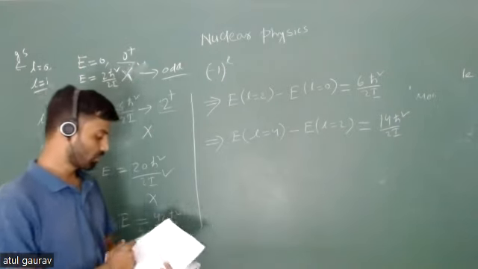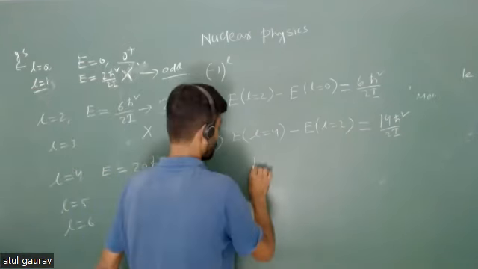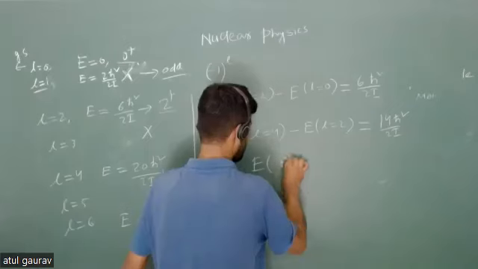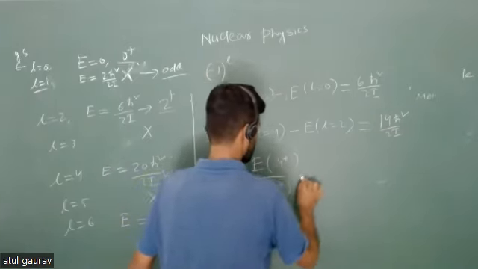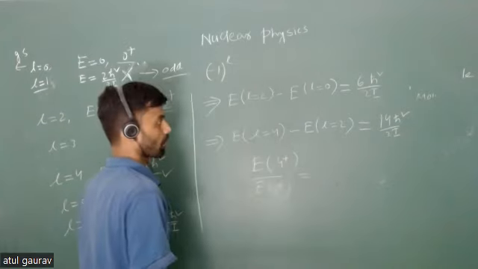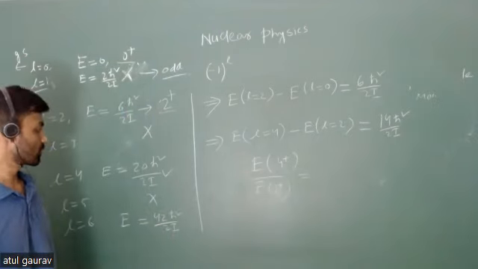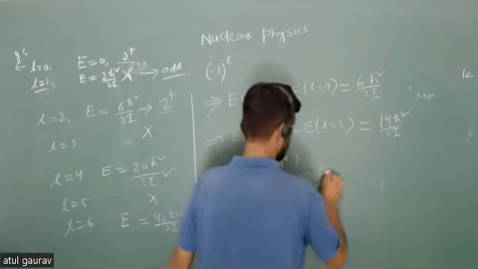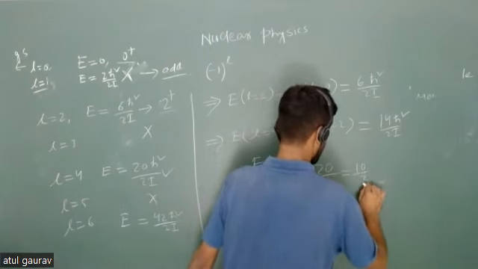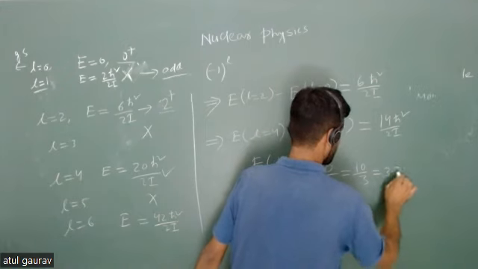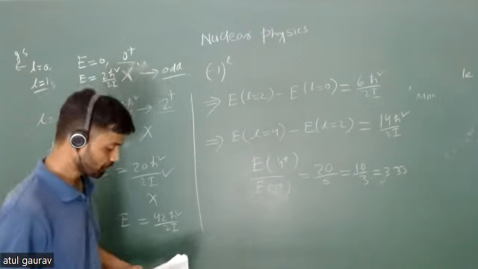Okay. Now what will be the ratio of E4 plus and E2 plus? How much? 20 by 6, right? So 10 by 3, that will be 3.3. You can write it. Now I will write one question.